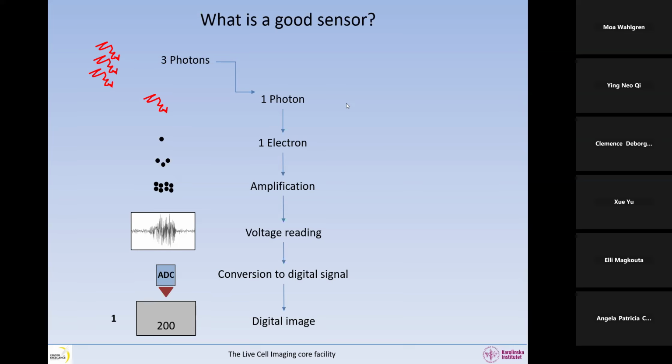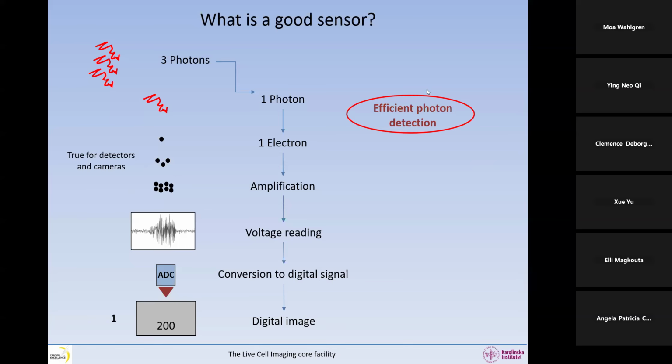So it's pretty much the same type of process in cameras, and this is different, but more or less the same type of things happen in each pixel of the camera and in the detectors that we have on single point confocal. So what do we want from a good sensor?